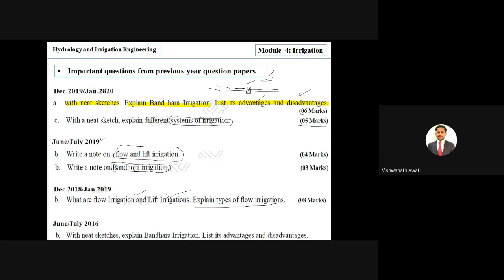Next, in June July 2016: with a neat sketch explain Bandar irrigation, list its advantages and disadvantages. Same as December 2019 and January 2020. Repeated questions. They are asking what you mean by Bandar irrigation with a neat sketch and to explain advantages and disadvantages.